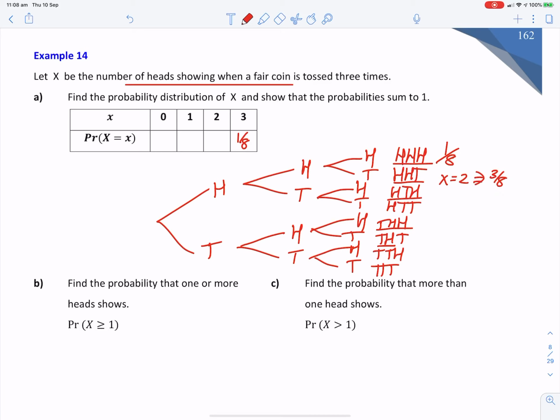Is 3 out of 8. 1 head, 1 head, 1 head. X is equal to 1, because x is the number of heads, in this case x is equal to 1. That's 3/8. 0 heads is 3 tails, so we get 1 on 8.